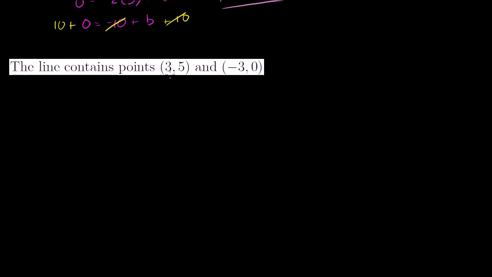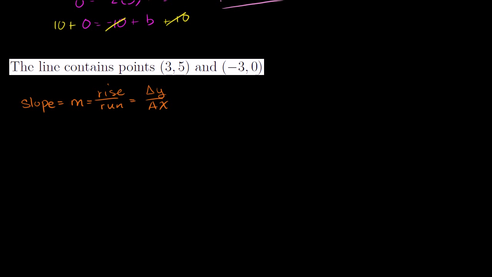All right, the line contains the points 3, 5 and negative 3, 0. Just like the last problem, we start by figuring out the slope. The slope, which we will call m, is the same thing as the rise over the run, which is the same thing as the change in y over the change in x. If you were doing this for your homework, you wouldn't have to write all this. I just want to make sure that you understand that these are all the same things.